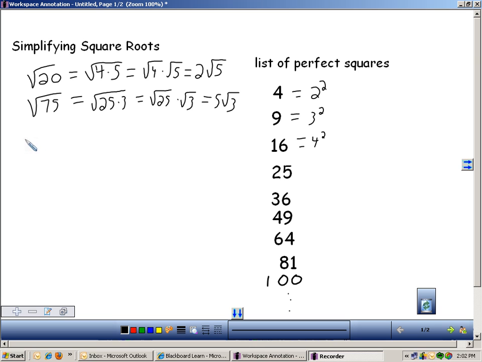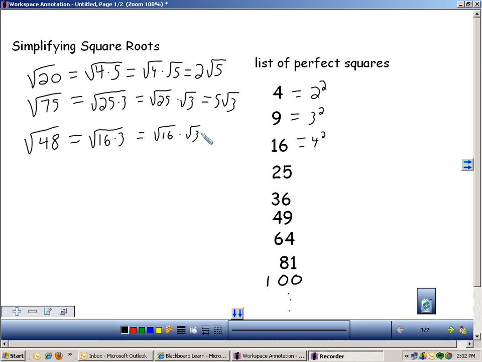If I look at one more example, let's say we want to simplify the square root of 48. What's the largest perfect square factor of 48? Well, the answer is 16. 16 will go into 48 3 times. So we can rewrite this as the square root of 16 times 3. Then we apply the product rule once again, and we'll have the square root of 16 times the square root of 3.